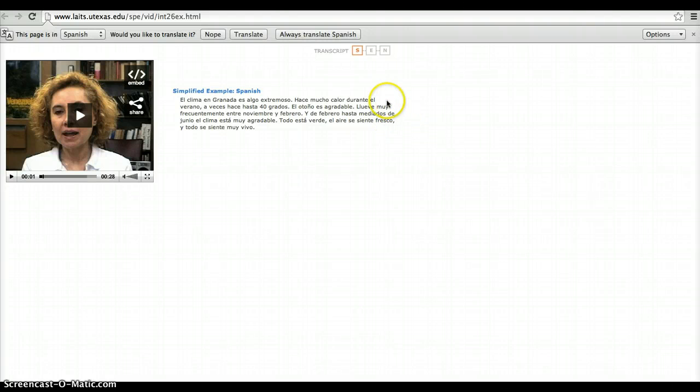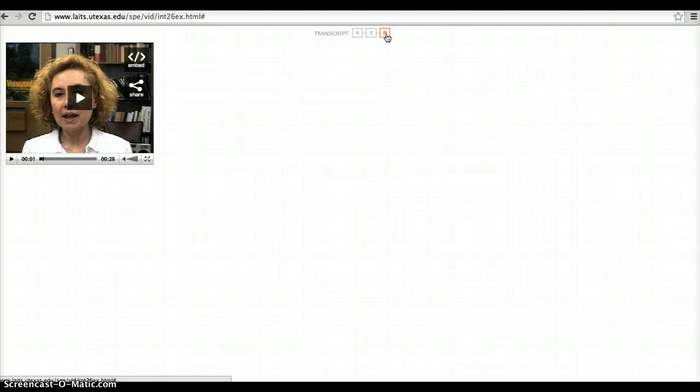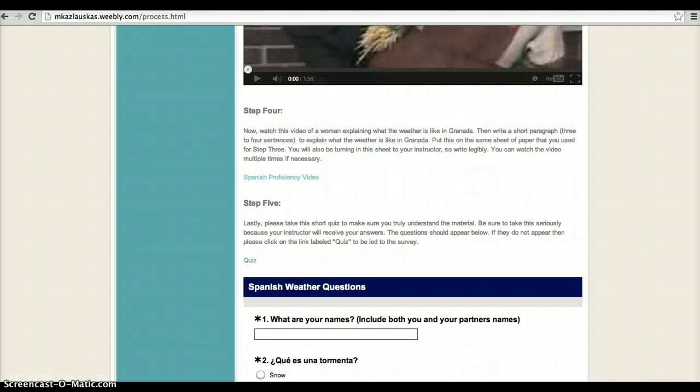Okay, it does have the dialogue here. There was no way to really avoid having that stay there, but if you click on the N, it doesn't show up anymore, but if the students already see that, they already see it. But basically, what I said is on the same sheet of paper as step number 3, go ahead and write a short paragraph, 3 to 4 sentences, to explain what the weather is like in Granada.